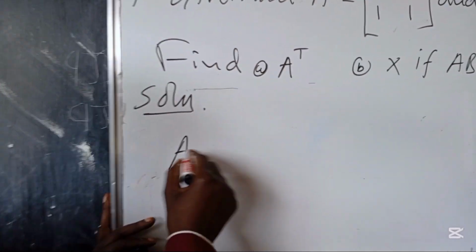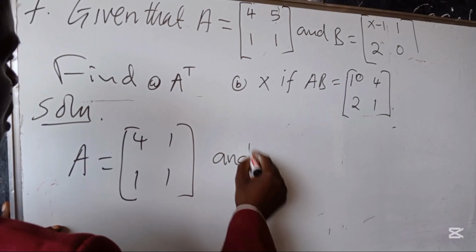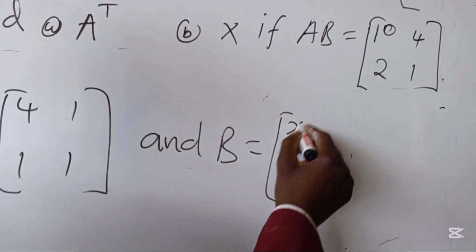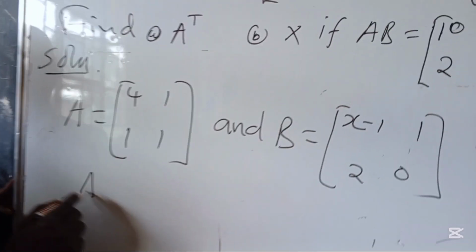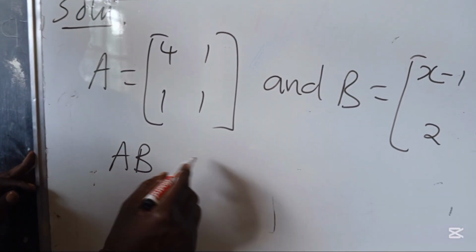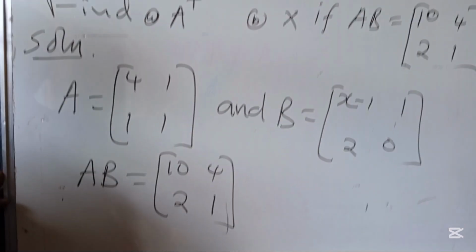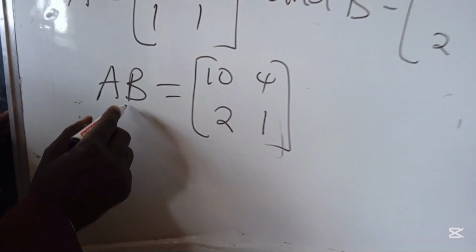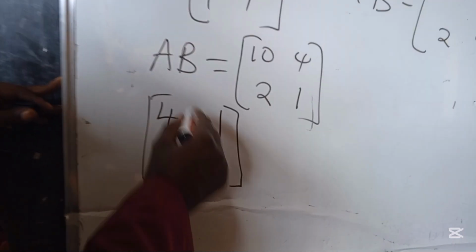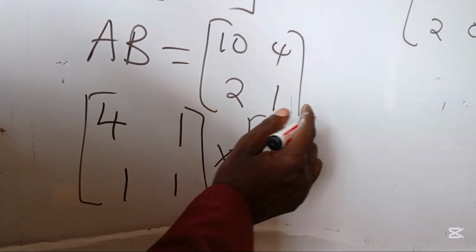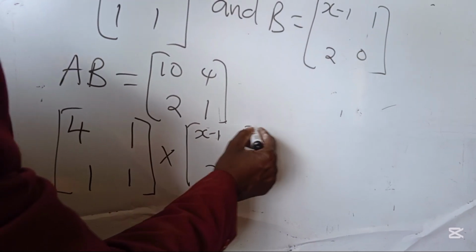Here they are telling me that if you have this matrix 4, 1, 1, 1, and I've got this matrix B, you have to be careful, there is this expression: x minus 1, 2, and 0. And they have told me that when you multiply these two, their product is 10, 4, 2, 1. Now how do we answer this question? You have to show that I'm multiplying 4, 1, 1, 1, multiplied by, I want you to listen very carefully, x minus 1, it is just one entry, 2, 0, and then you close the entry.